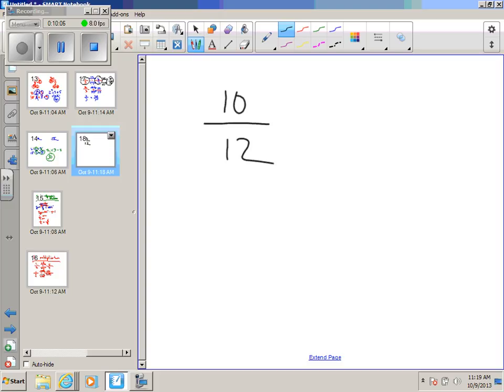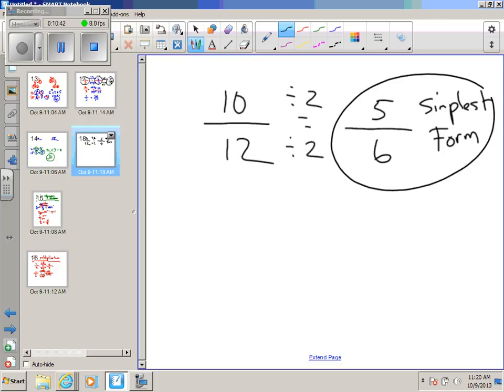What you need to figure out is, what can you divide both the 10 and the 12 by so that you can break them both down? Faith? 2. They're both even. So 10 divided by 2, Faith, is what? 12 divided by 2? And there you go. Can you break down 5/6 any more than what's up there? No, we would say that that fraction is in what? It's in simplest form. Cannot be broken down any more.